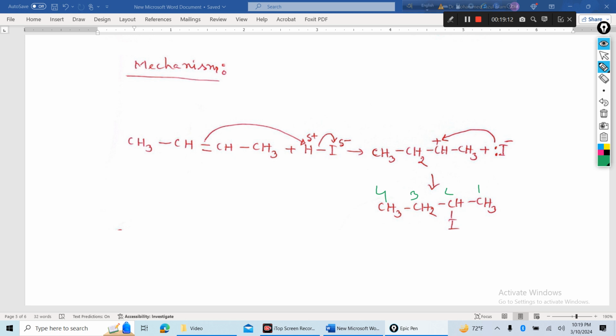So this is 2-iodo. If you count 1, 2, 3, this will be 3-iodo, and the branch should always have the smaller number, so it will be 2-iodobutane, and you count it from the right-hand side, 1, 2, 3, 4, 2-iodobutane.